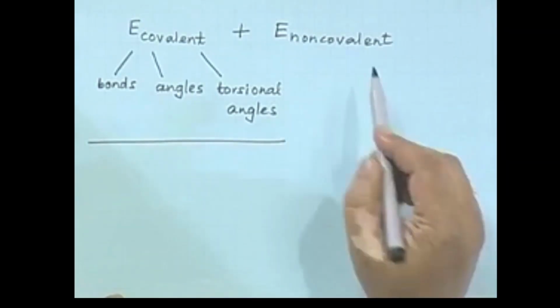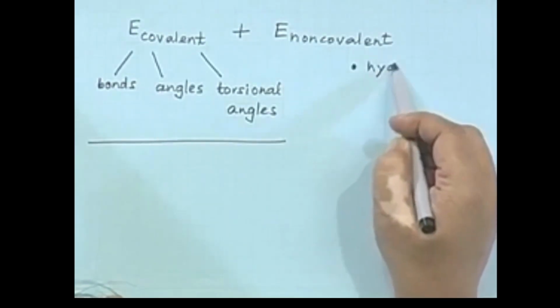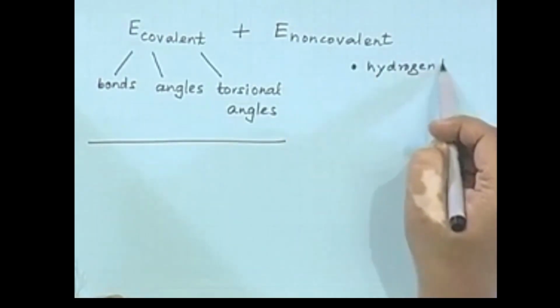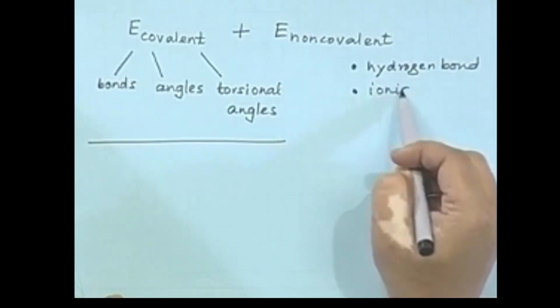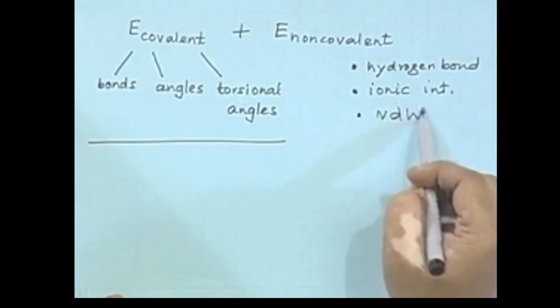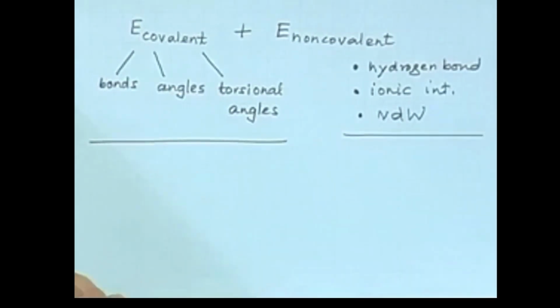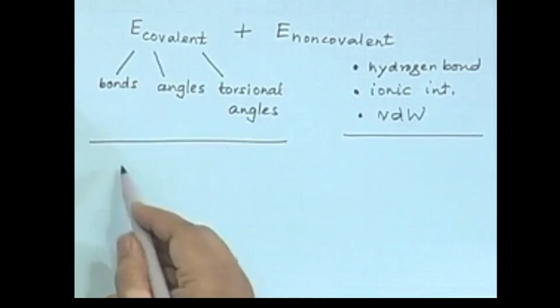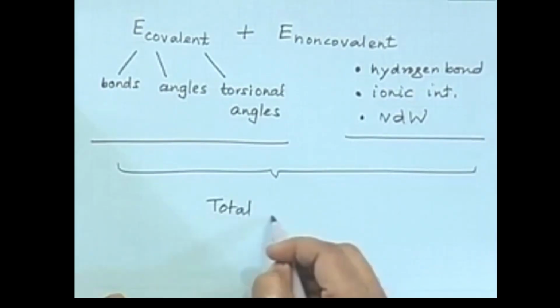What about the non-covalent? What are the ones that we listed? We listed a hydrogen bond, an ionic interaction, and a van der Waals interaction. So these are the three that we could have in case of a non-covalent formation, and these are the three that we are going to have in case of covalent bond formation. Summing these together, we are going to get the total energy.